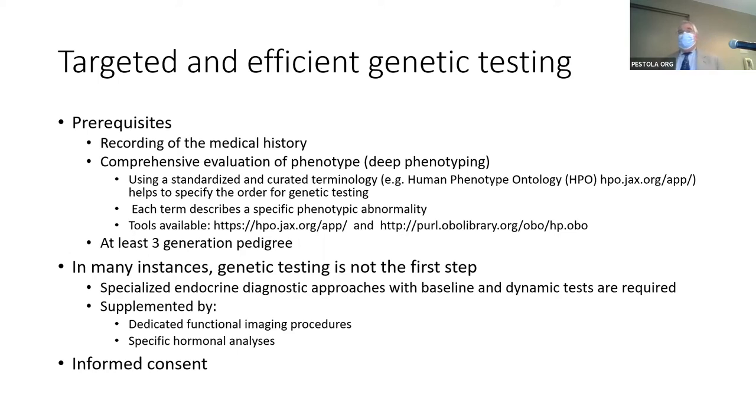Do a pedigree, at least 3 generations, ideally 4 generations. Record the pedigree. If the pedigree is not recorded, it's not any good to anybody. Ideally, you do it in standard notation.